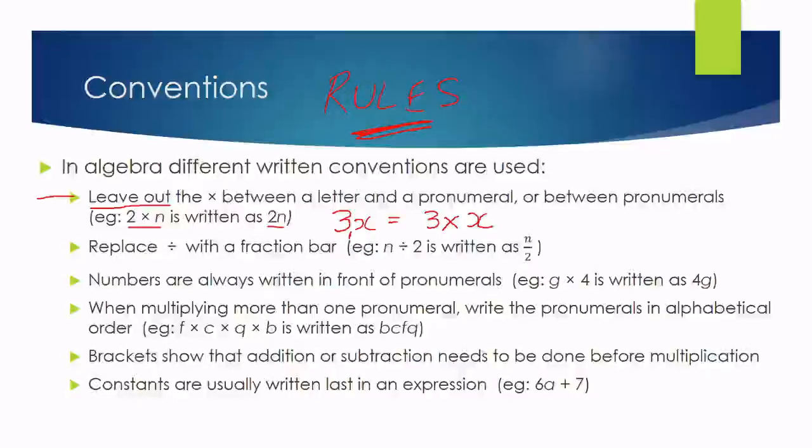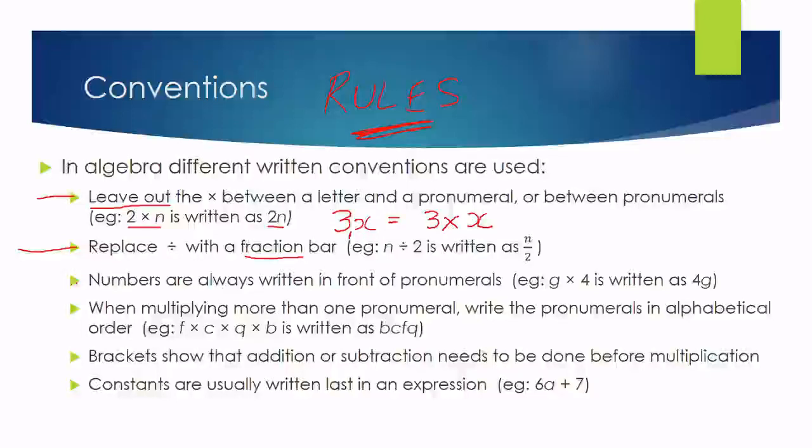The next one down is with dividing. So when we divide, we actually replace the divide by symbol with a fraction bar. So quite often you might hear your maths teacher say that the line in a fraction means divide, and you can see that that example, n divided by 2, just gets written as a fraction with an n on the numerator and a 2 on the denominator. So I would say n over 2.